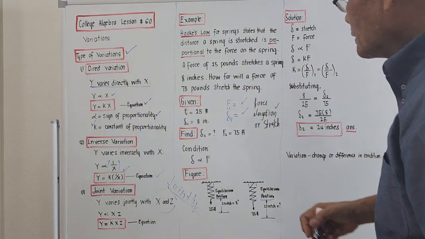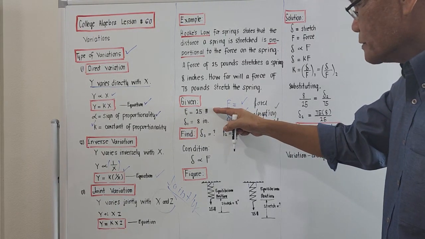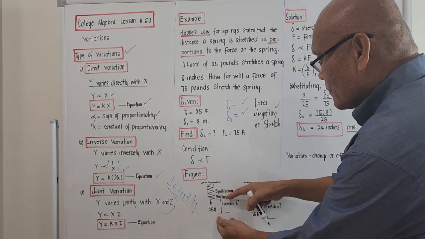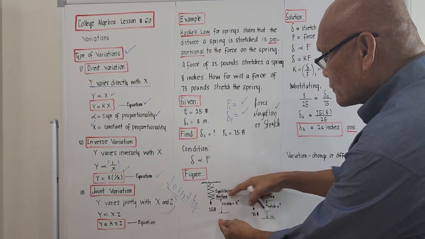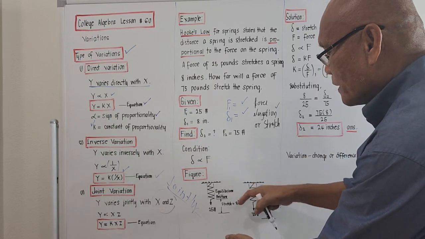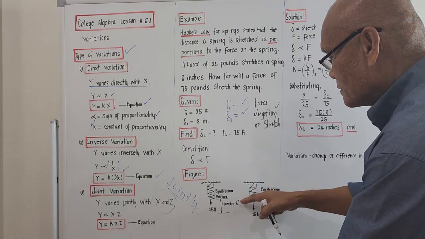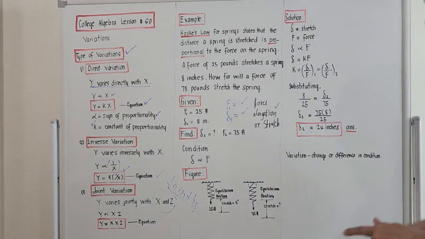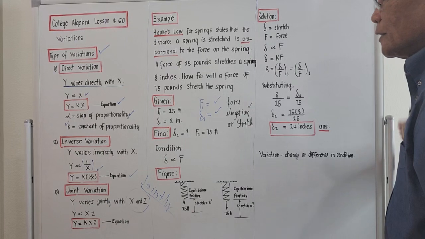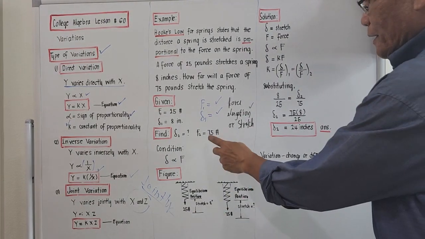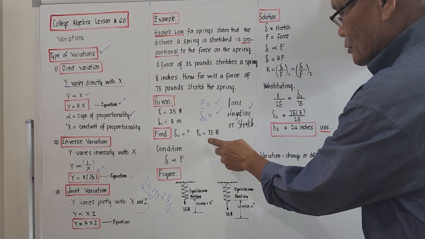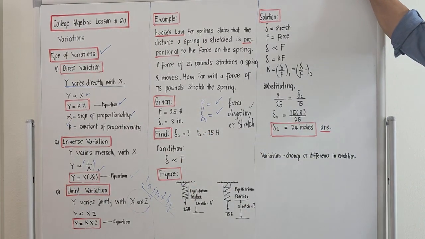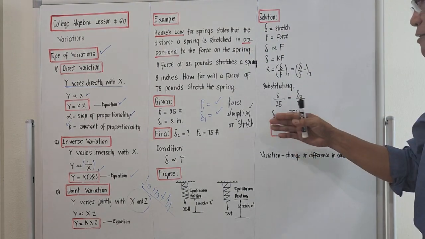From the equilibrium position to the new position, that's the so-called elongation. For condition number 1, if the applied force is 25 pounds, the elongation will be 8 inches from the equilibrium position. Condition number 2: if we change the applied force to 75 pounds, how much will be the elongation? We have actually identified the solution of the problem already.